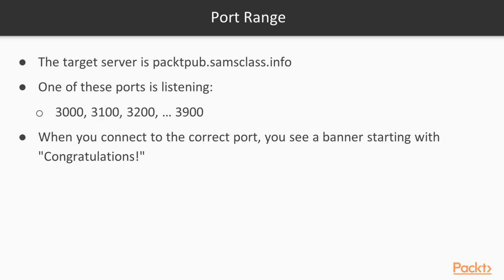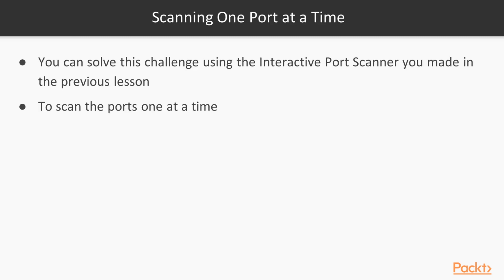The target server is the same server we've been using, packetpub.samsclass.info, and there are 10 possible ports to try: 3000, 3100, 3200, and so on, up to 3900. Most of them are not listening, but when you connect to the correct port, you'll see a banner starting with "congratulations." If you use the interactive port scanner that you made in the previous lesson, you can just try them one by one until you find the right one.